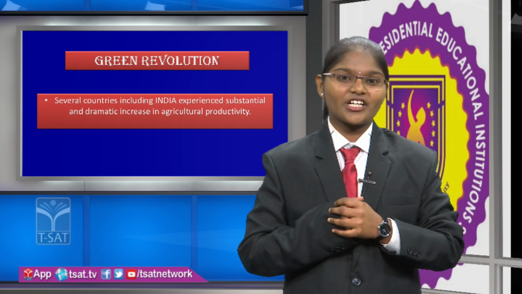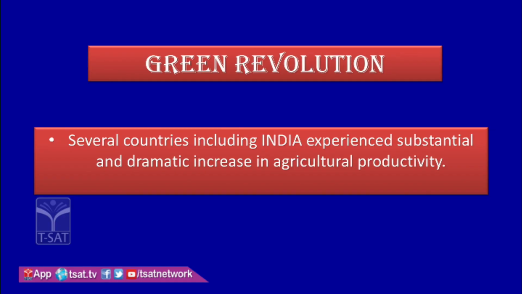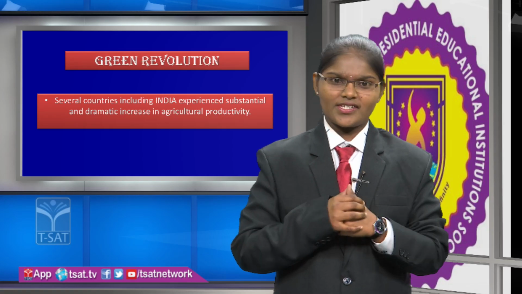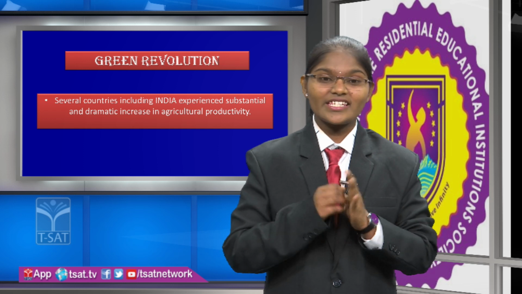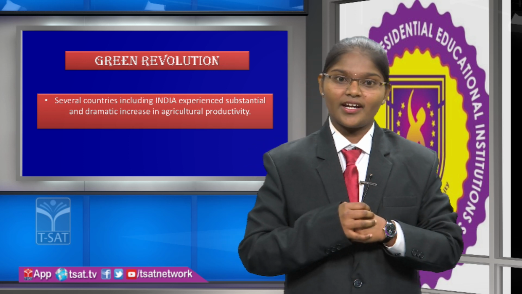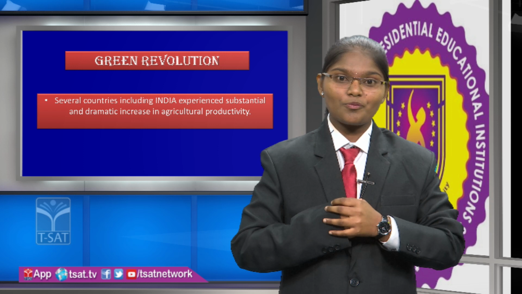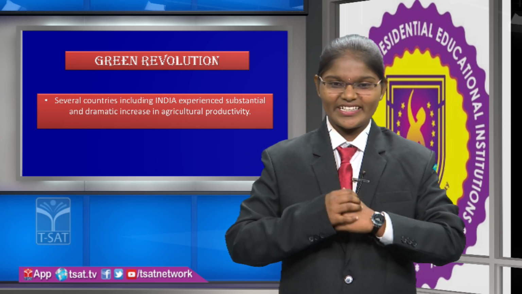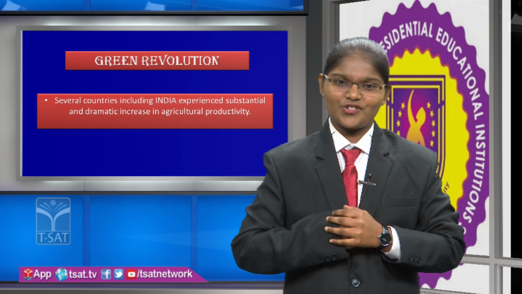Today, our main objective is the Green Revolution. Several countries, including India, experienced a substantial and dramatic increase in agricultural production. The Green Revolution is also known as seed, water, fertilizer, pesticide technology. It is the development of the agricultural field as a result of intensive plant breeding programs. The application of traditional breeding methods resulted in the Green Revolution.